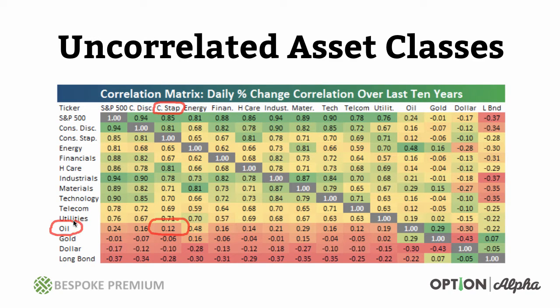So if we had two trades on, one in the oil sector or an oil ETF and another in consumer staples, they would move independently of one another. If consumer staples went up, oil might go up or down a little bit, but it's not going to be dragged in one direction or another by the other industry. Versus something like the industrial sector and consumer discretionary, where you can see a high, almost one-to-one correlation between those two sectors.